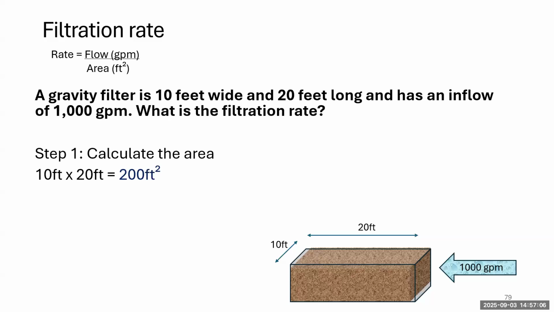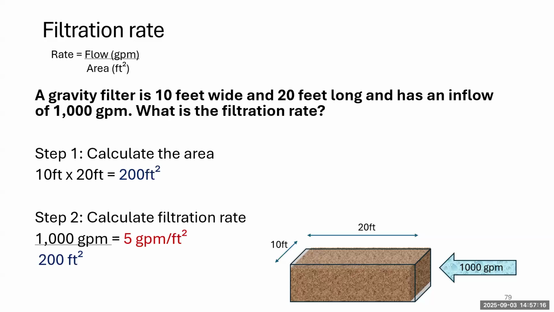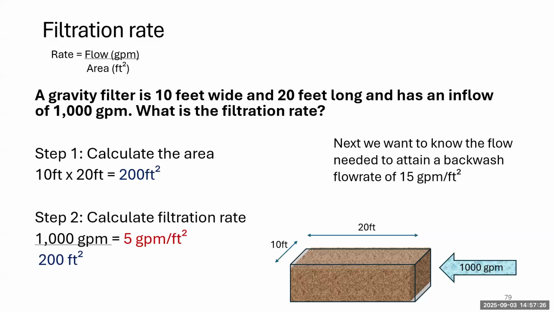We first of all calculate the area. 10 foot times 20 foot gives us 200 square foot. And we already have the flow. So we're going to take that flow of 1,000 gallons per minute and divide it by the area. And we see this particular filter has a filtration rate of 5 gallons per minute per square foot. And we're going to have a chance to do one of these in a moment. Now let's look at a backwash for this same filter.